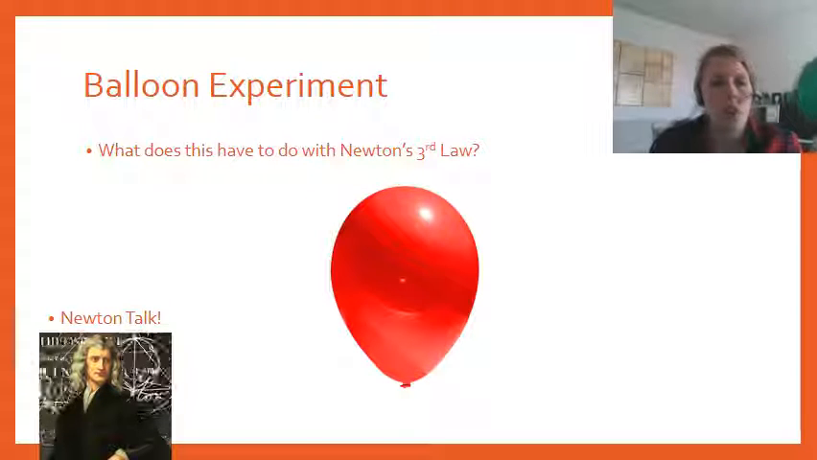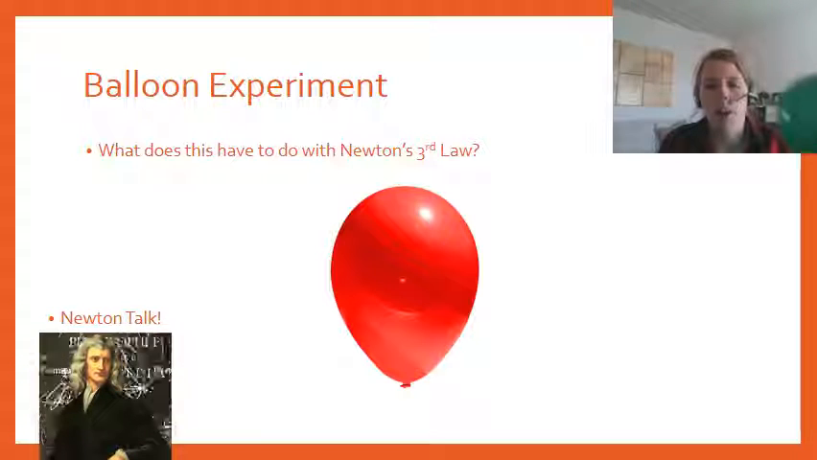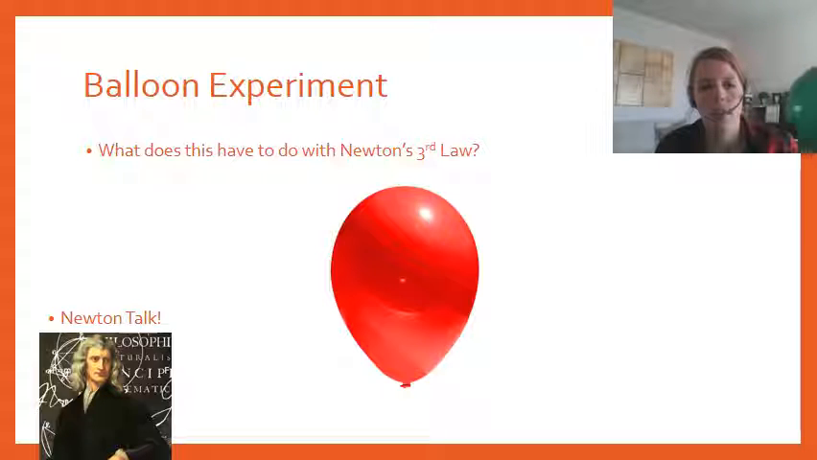All right, so we have the classic balloon example and experiment, and I want to talk about how this really illustrates Newton's law very, very well.